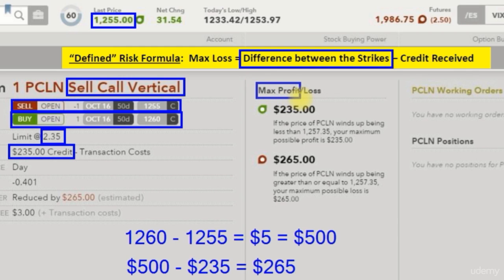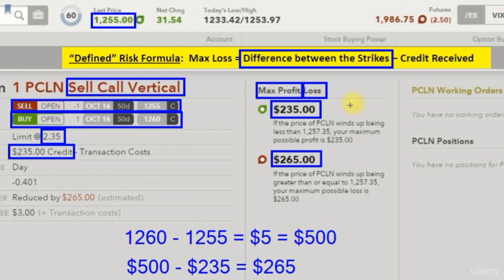Our max profit is always what we sell it for, just like selling an option by itself. The most you can make is what you sell it for. Same with the vertical. The most you can make is what you sell it for. We're selling this thing for $235, which means the most we can lose, our max loss, is $265.